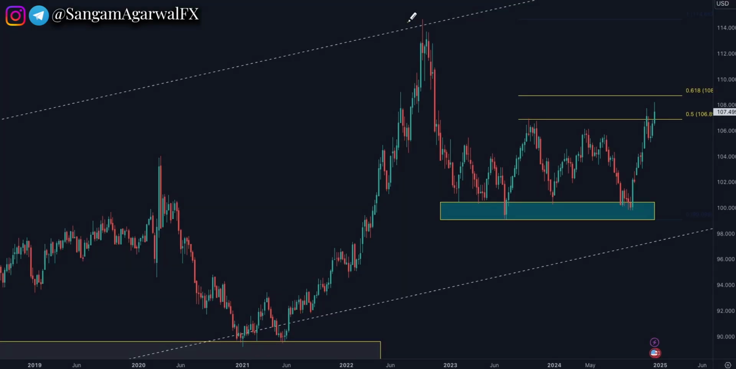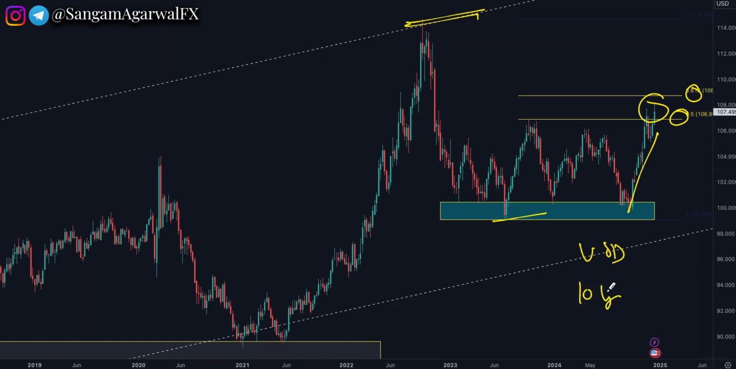Now dollar index, top to bottom 50% retracement and 61.8. In this resistance zone, price showing rejection. So dollar and US 10-year bond yield both are linked, and I think 10-year bond yield is crossing the limit. So more yield go up from here.